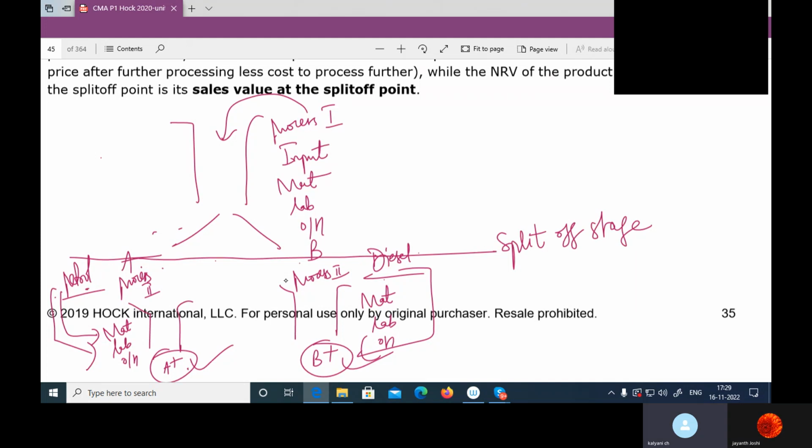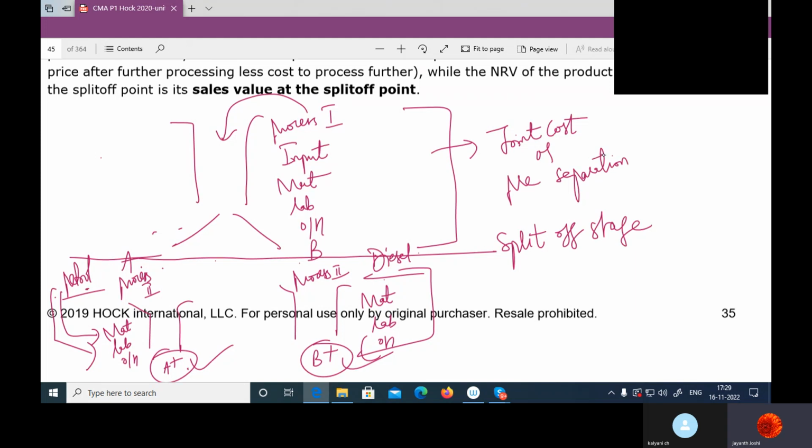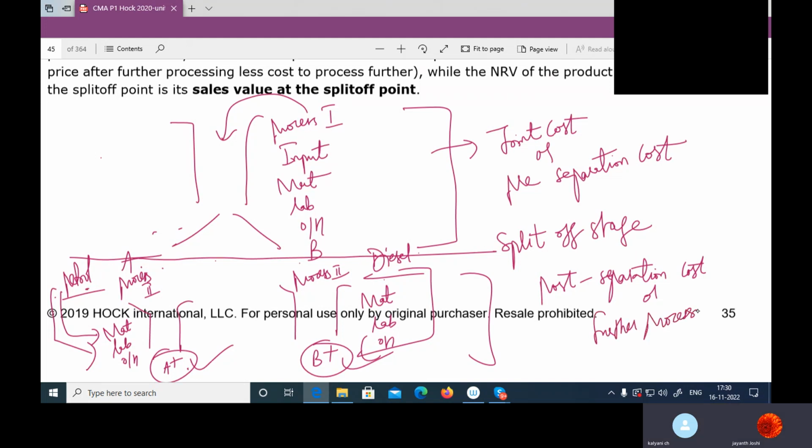Am I right? It has split into two different products, and the cost before the split off stage is called joint cost or pre-separation cost. What is that called? Joint cost or pre-separation cost. And the cost after the split off stage is called post-separation cost or further processing cost.